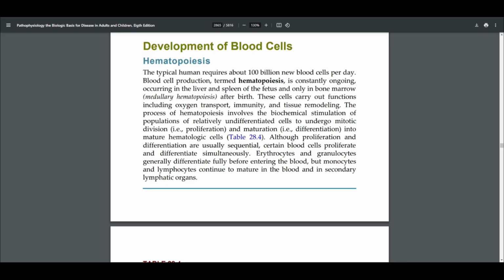The process of hematopoiesis involves the biochemical stimulation of populations of relatively undifferentiated cells to undergo mitotic division and maturation into mature hematologic cells. Although proliferation and differentiation are usually sequential, certain blood cells proliferate and differentiate simultaneously. Erythrocytes and granulocytes generally differentiate fully before entering the blood, but monocytes and lymphocytes continue to mature in the blood and in secondary lymphatic organs.